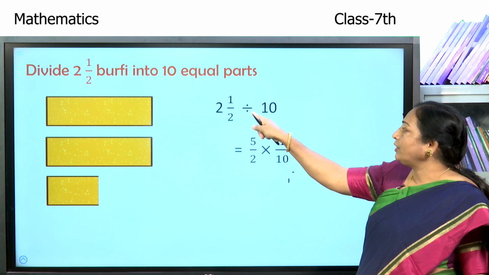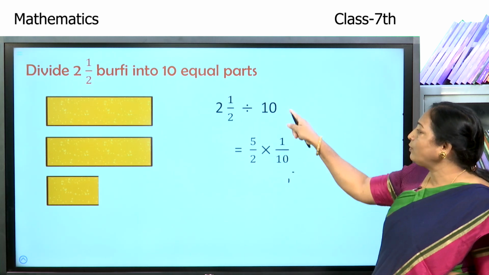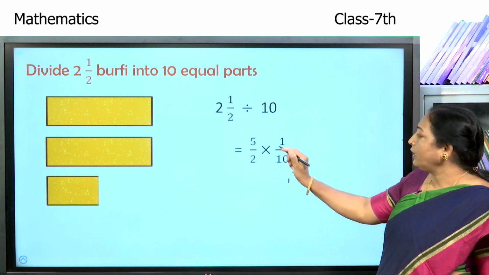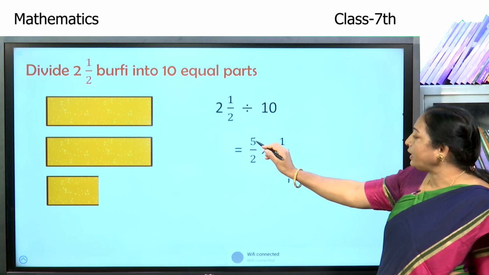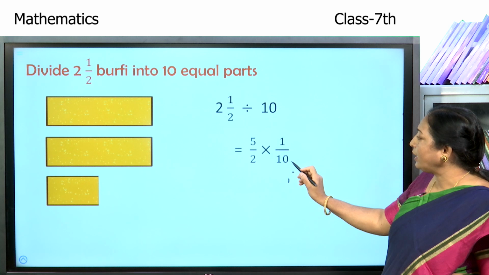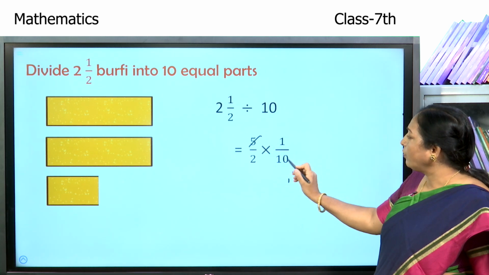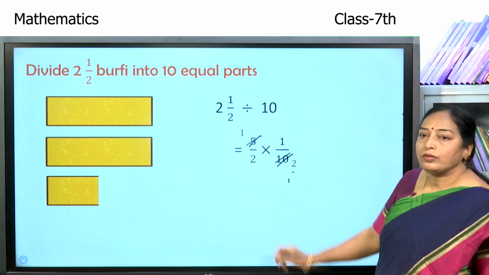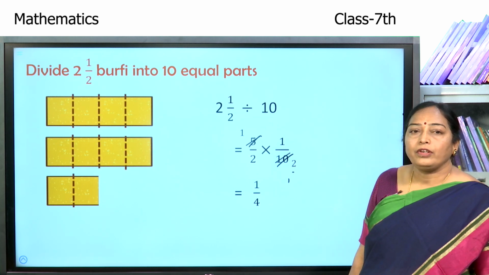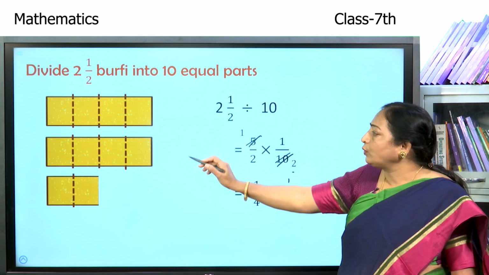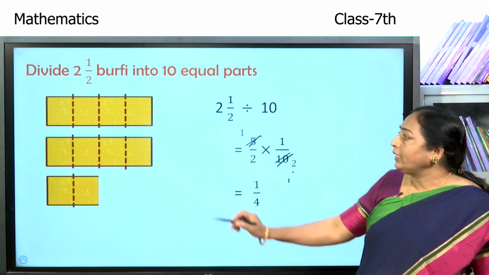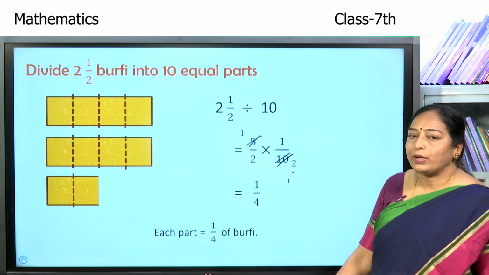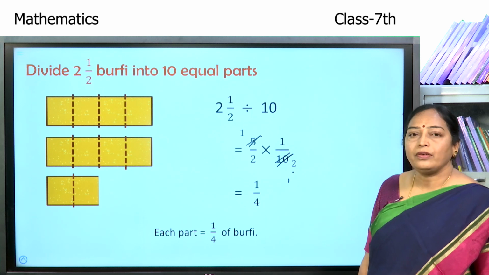Here the division sign is changed to multiplication. The reciprocal of 10 is written as 1 by 10. So, in the numerator there is 5, in the denominator 10. Both are divisible by 5. 5 ones are 5, 5 2s are 10. Therefore, we get 1 by 4. If we divide 2½ burfis into 10 equal parts, each part measures 1 by 4. Each part measures 1/4 of a burfi.